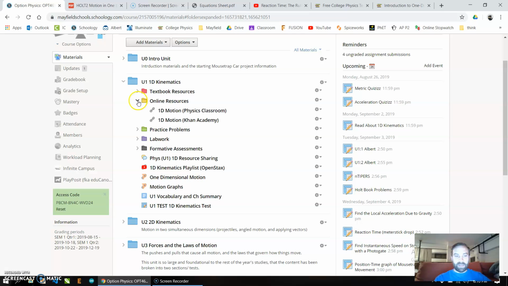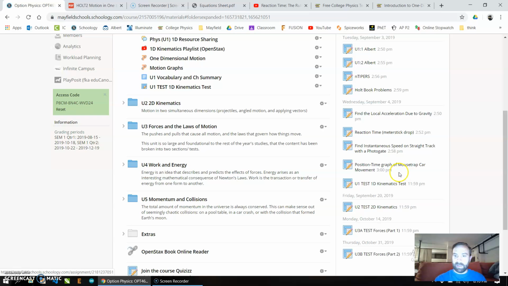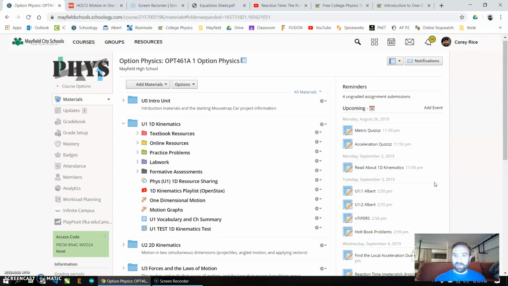So there's that. Down here you've got some of my more traditional things, like here are the notes that I've used in past years. Here's the chapter 1 vocabulary and a summary of the chapter that's there. This test at the bottom is really just a placeholder assignment. It's a place where I'll be able to put your grade for the test so that it transfers over to Infinite Campus, and it lets me put the test over here onto the workflow for when things are due.